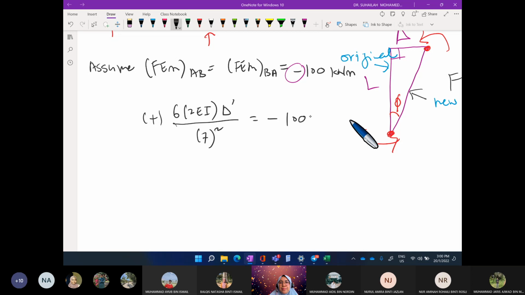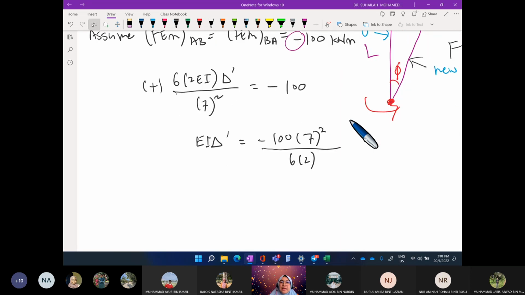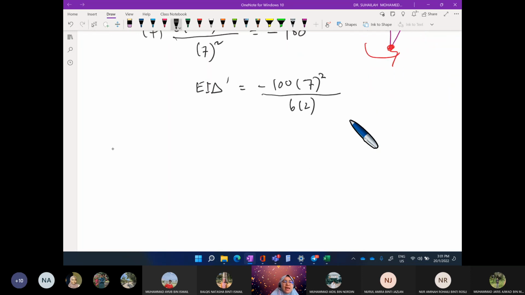Okay, so actually what we do in this stage is we want to determine the ratio between each member. So we have to simplify this as negative 100 times 7 square, divided by 6 times 2. So this is actually EI delta prime. We will use this whenever we calculate FEM for CD.